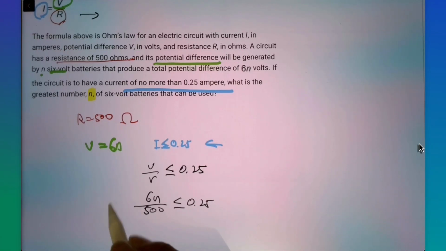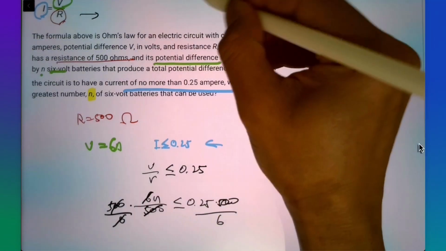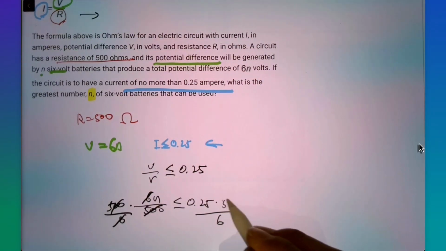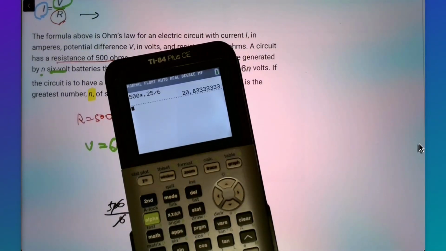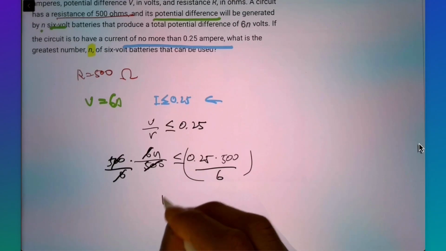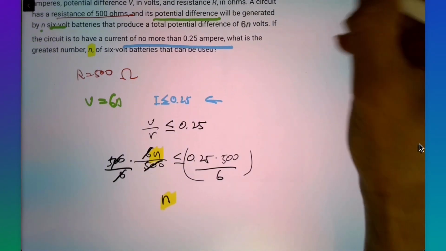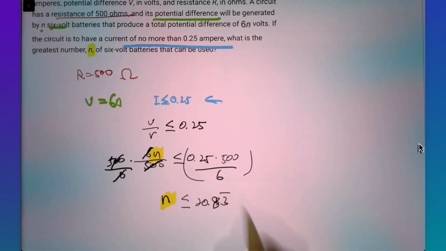If you multiply 500 and divide it by 6, you have nothing but N on the left side, and on the right it's kind of messy, so let me rewrite it. When you put this in your calculator, it's going to give you 20.833333. So our goal N on the left side is less than or equal to 20.83 bar.